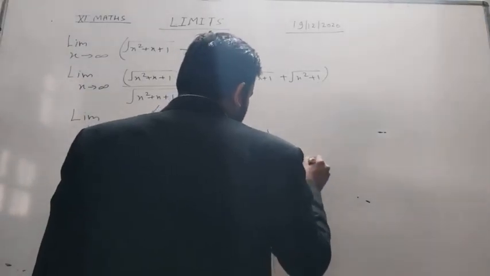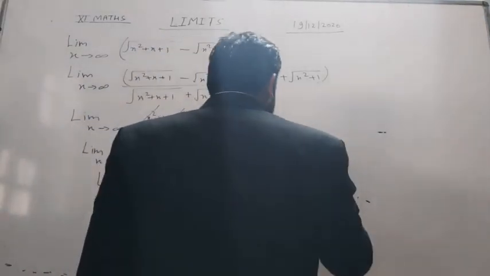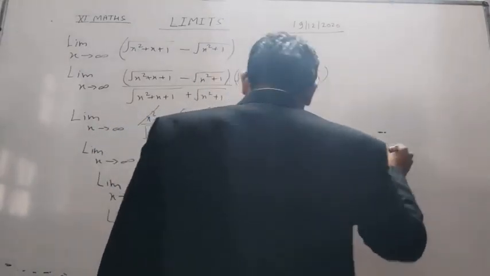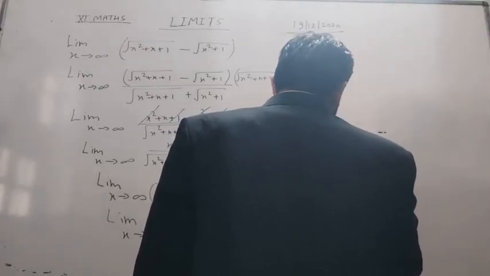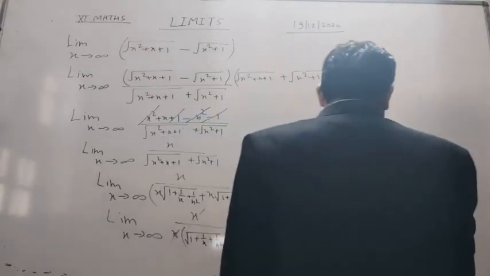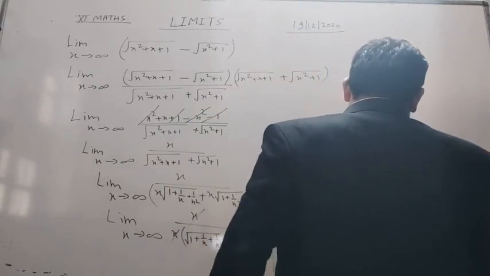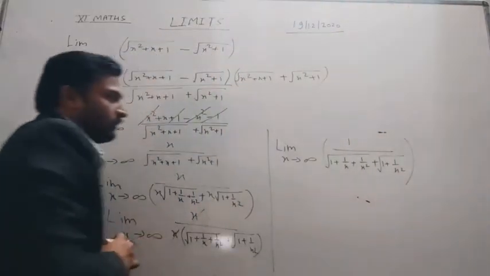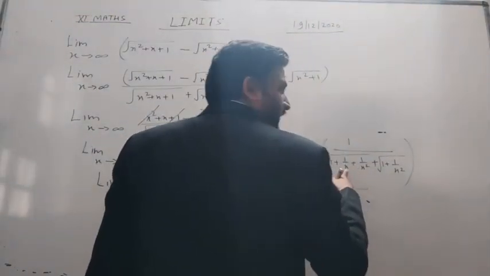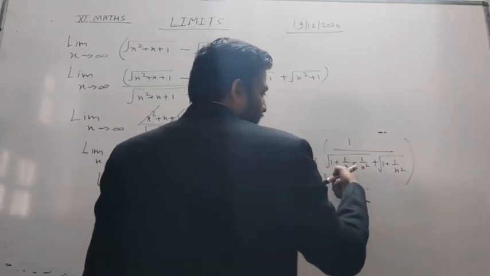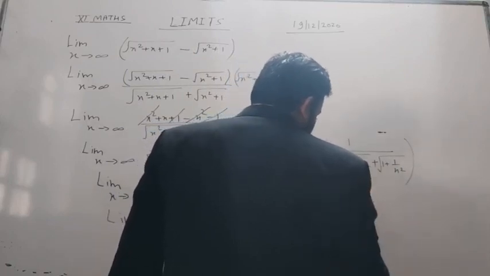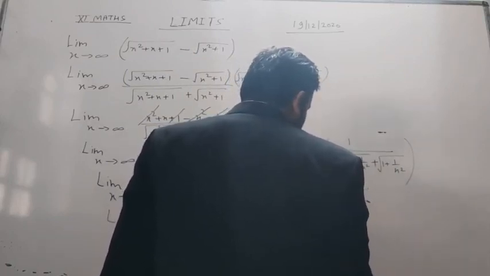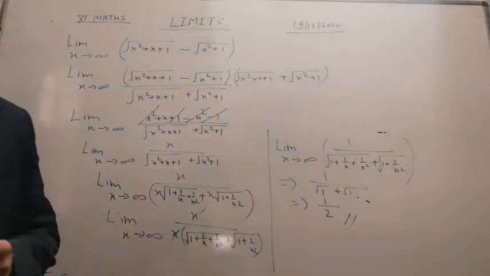Limit x tends to infinity of 1 by under root 1 plus 1 by x plus 1 by x square plus under root 1 plus 1 by x square. Now we put the value of limit here and we get our result. Putting infinity, this term will be equal to 0, this term will be equal to 0. So here is 1, plus again here is 1. So our result is 1 by 2. I hope you understand, students.